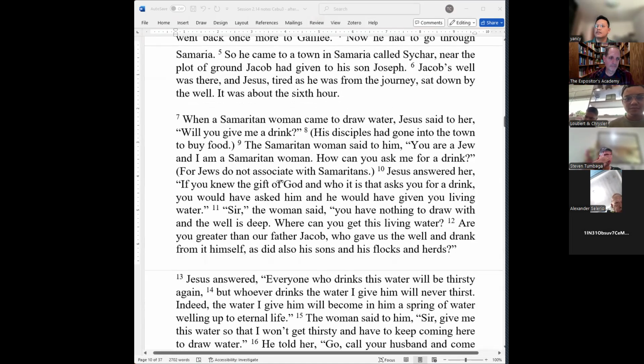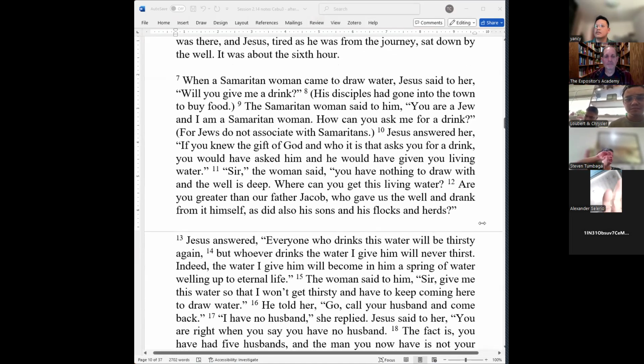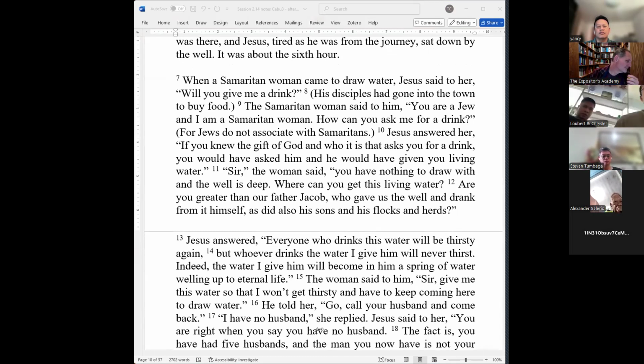Verse 7. When a Samaritan woman came to draw water, Jesus said to her, "Will you give me a drink?" His disciples had gone into the town to buy food. The Samaritan woman said to him, "You are a Jew, and I am a Samaritan woman. How can you ask me for a drink?" For Jews do not associate with Samaritans. Jesus answered her, "If you knew the gift of God and who it is that asks you for a drink, you would have asked him, and he would have given you living water."